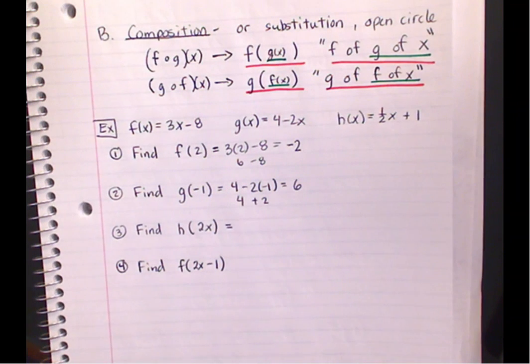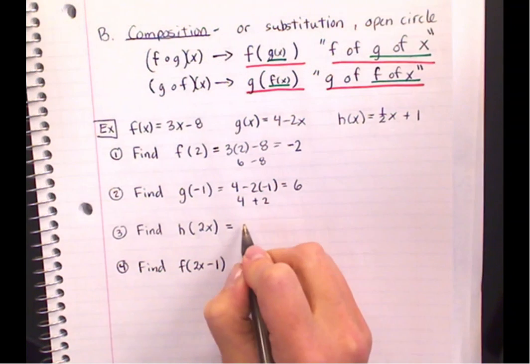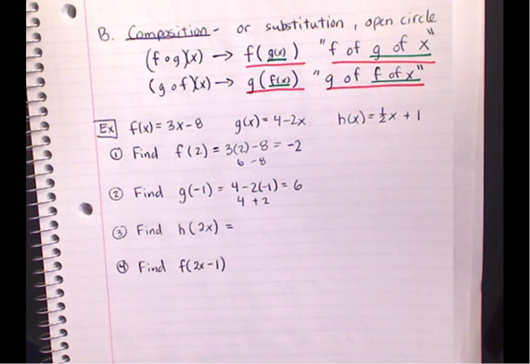Anybody think they want to give 3 a try? Yes. You want to tell me what it looks like? Like, before you do any simplifying, what does it look like when you just write it down?